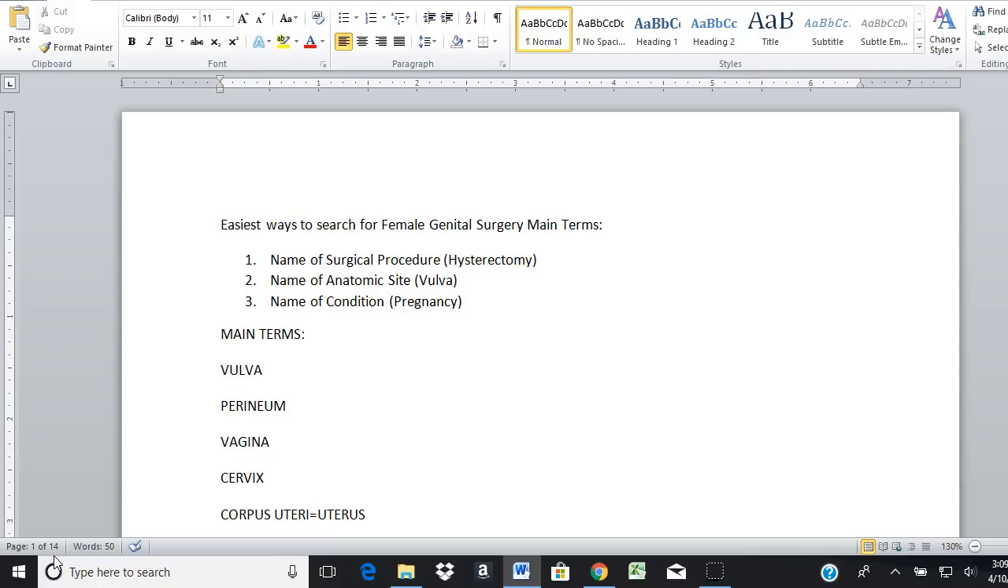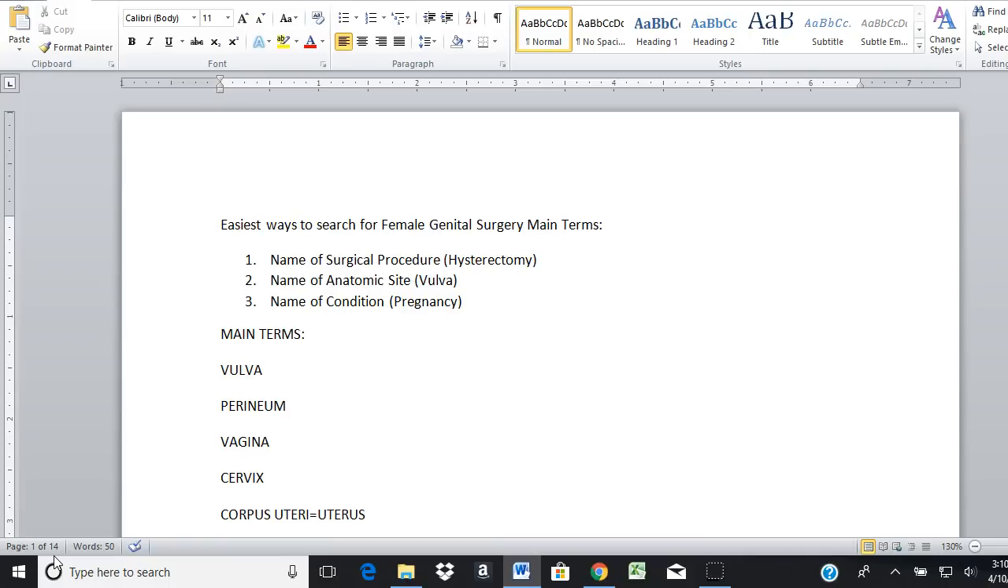Now, what you'll notice is the way that they deal with the female genital system is a little different than the male genital system. So we're going to start from the outside on the vulva, which is everything external. That will include the vulva itself, which is the clitoris, the labia minora, the labia majora, and all of the skin on the outside. We then move up into the vagina. Then the cervix uteri, remember cervix uteri is the cervix.